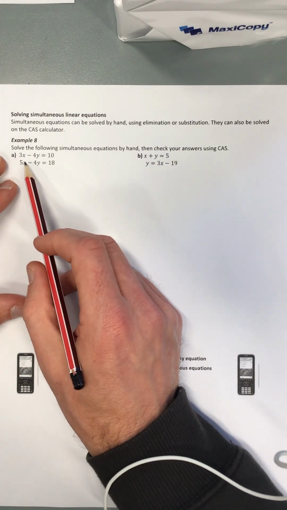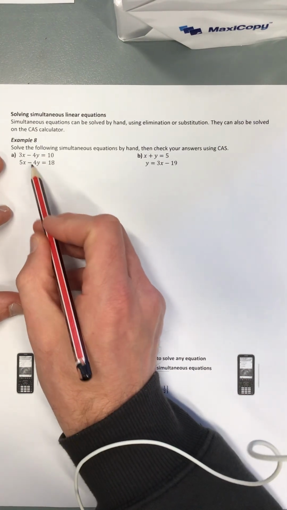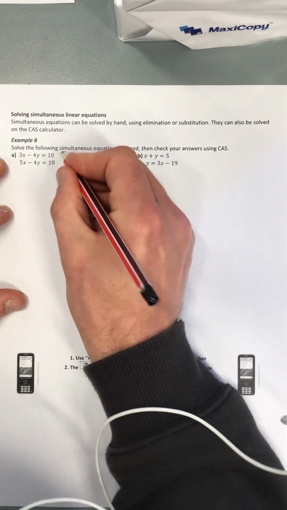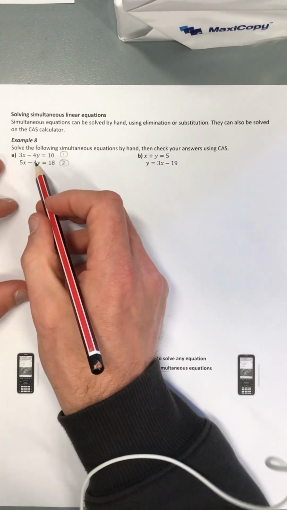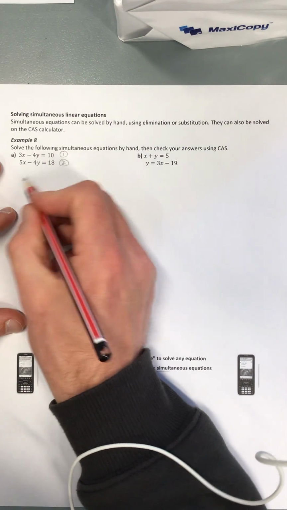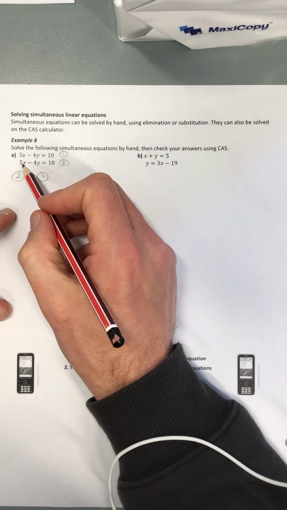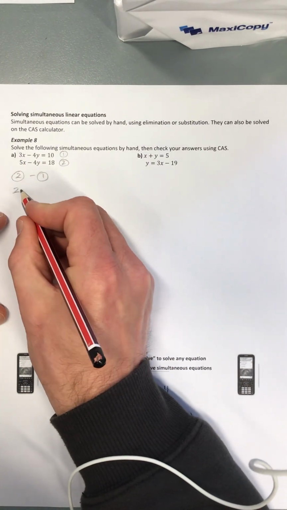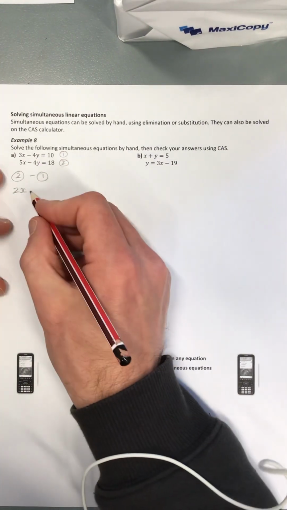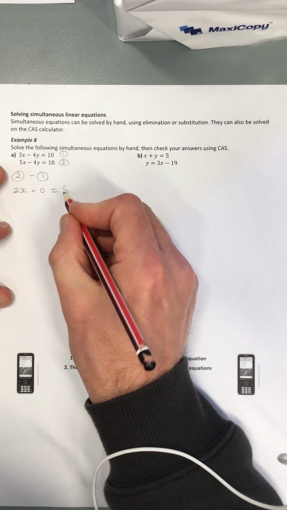This first equation, we've got 3x minus 4y equals 10. Second equation is 5x minus 4y equals 18. Because they both have a minus 4y in them, probably elimination will work nicely here. So if I call that equation 1 and equation 2, to eliminate the minus 4y, we can do it either way around, but if we do equation 2 take away equation 1, we would get 5x take away 3x to give 2x. Negative 4y take away negative 4y equals 0. That's the elimination part of it. And 18 take away 10 gives us 8.